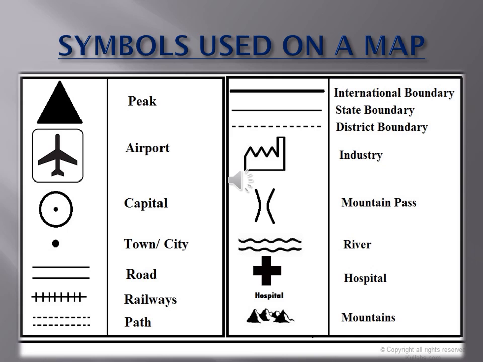Then an industry, look at the symbol used for an industry here. When you see this symbol on a map, it has to come to your mind that it is an industry. Then a mountain pass. Then for rivers, look here, the symbol used for rivers. Then for a hospital, a plus-like symbol is used. Then for mountains, like that, many other symbols are also commonly used on a map.